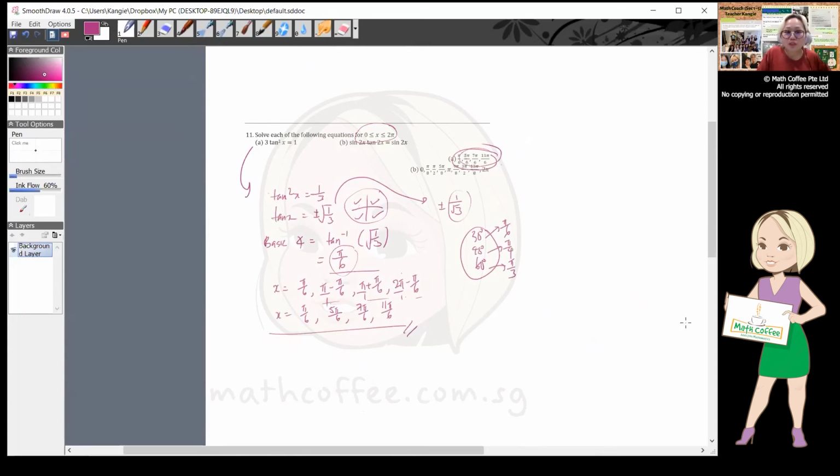Okay, so that's for question 11a. So take note, for this case all 4 quadrants are involved, and also you have to put your answer in terms of pi. If you give your answer in decimal, they will mark wrong. So please remember that.